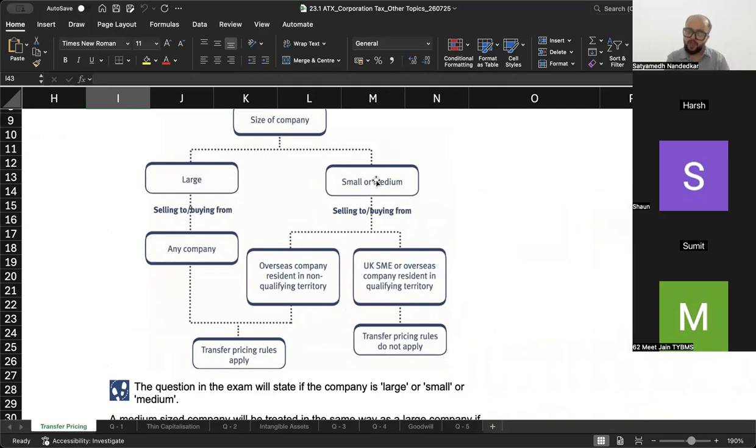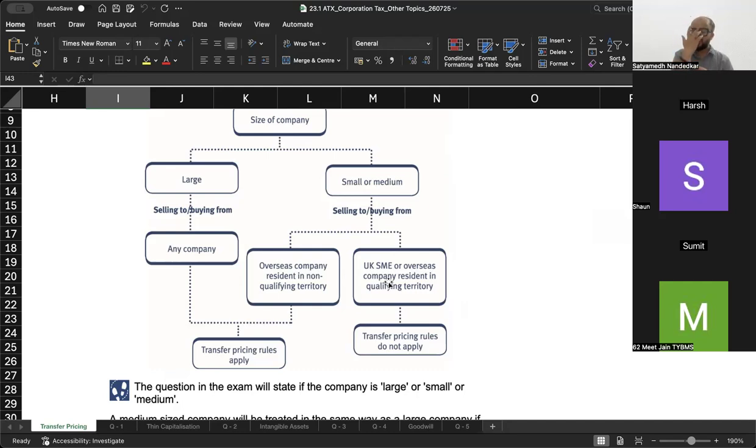If you are a small or medium entity and you are dealing with a UK SME or overseas company resident in a qualifying territory, then the transfer pricing rules do not apply. The only time they don't apply is when you are a small or medium company and you are buying goods from or selling goods to a UK SME or an overseas company resident in a qualifying territory.